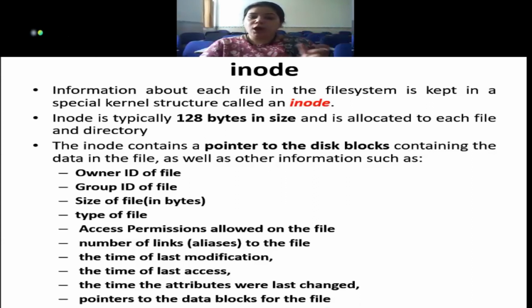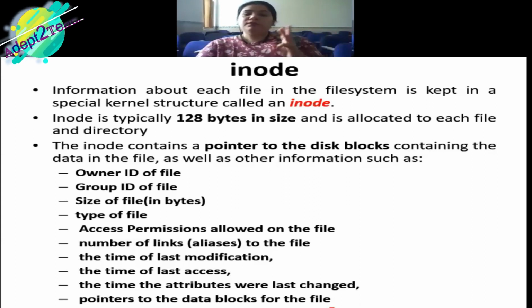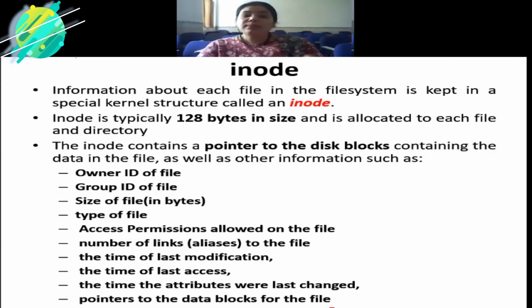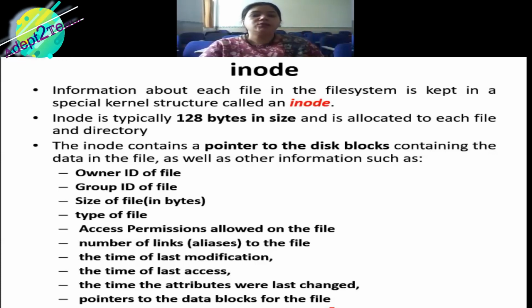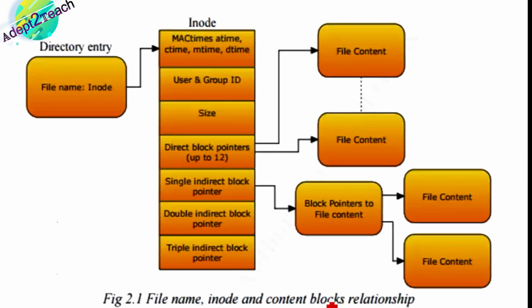Then pointers to the data block: how many pointers are there? For example, for file number 2 there were 3 pointers, so the count of those pointers is also to be stored here. Now this is how your inode structure looks, wherein at any point of time your inode stores the information pertaining to your machine, then your user details, size.